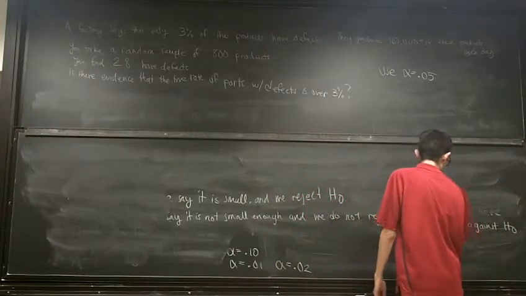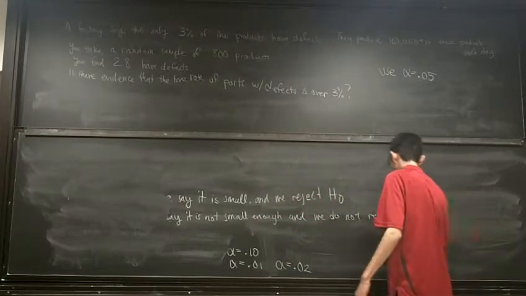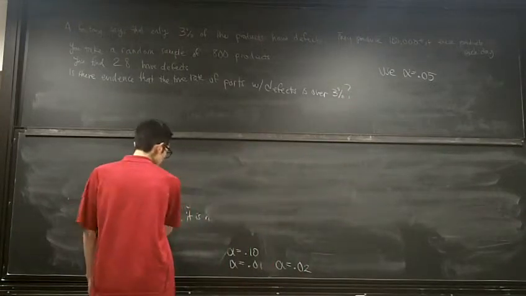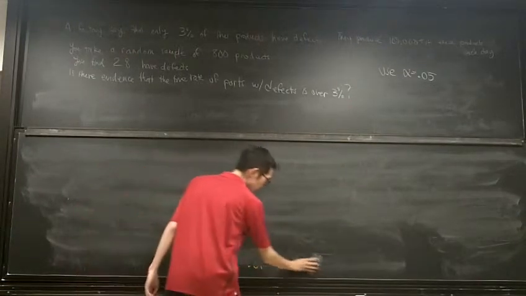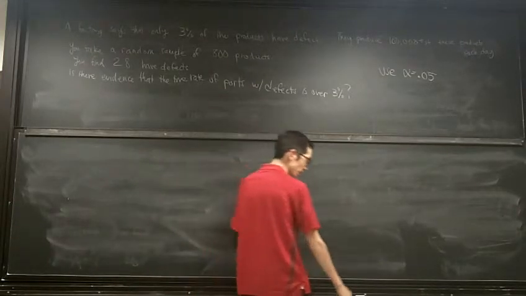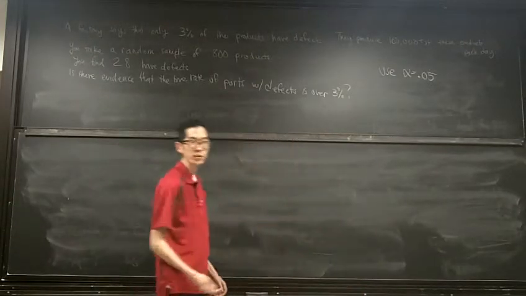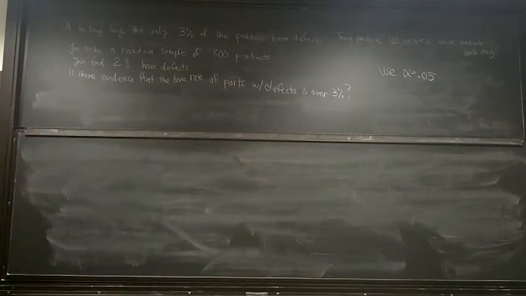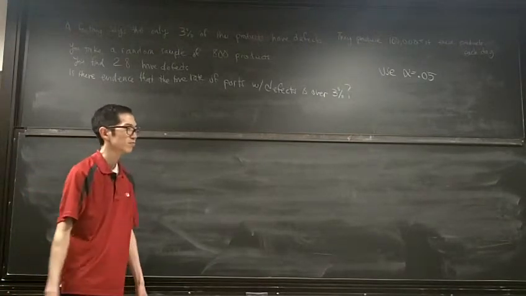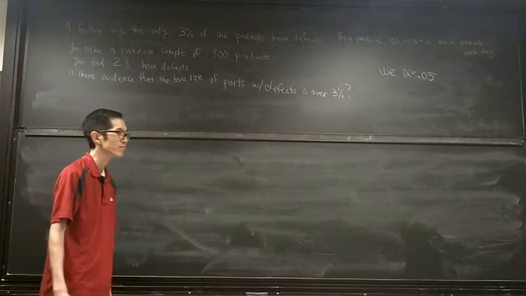On the quiz or test, we would state our alpha. On this quiz, I'll probably say either use this alpha or I won't say anything, and then just assume alpha is 5%. The quiz on the 11th is on both chapters 8 and 9? Yeah, chapters 8 and 9.